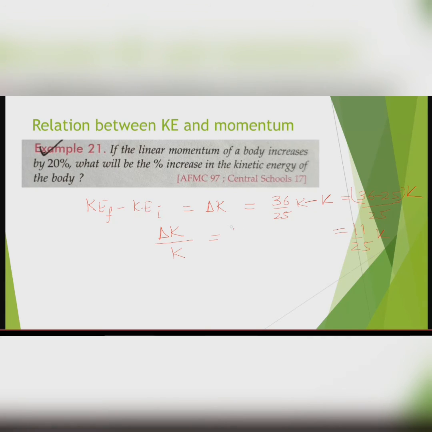So this is giving me delta K by K as 11 by 25. Right? Got it? So if I have to calculate the percentage, I just multiply the expression by 100. That would give me 11 by 25 into 100, which would be 25 into 4, 44%. Got it?